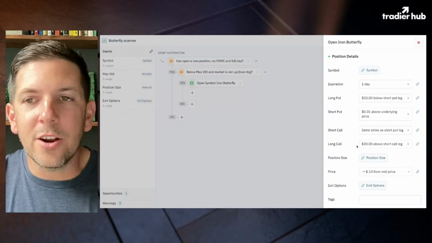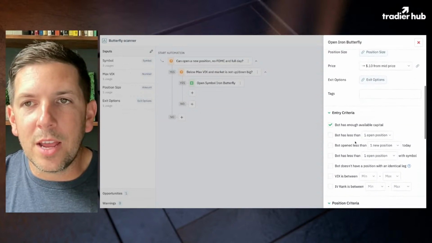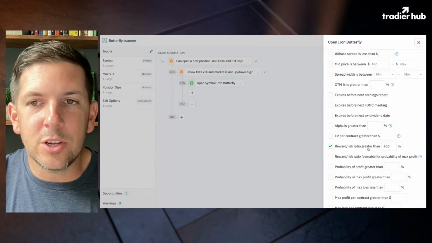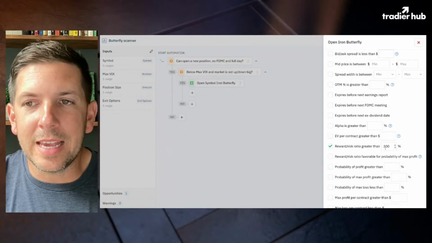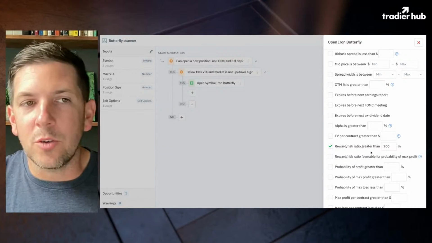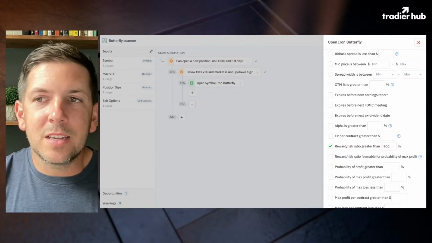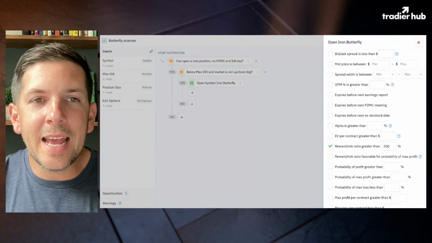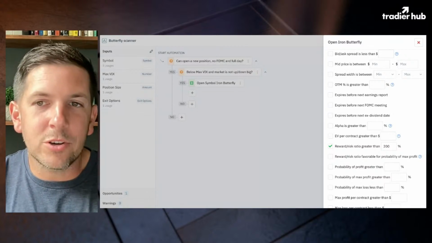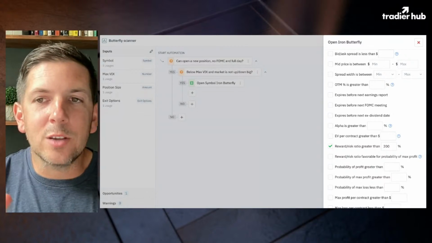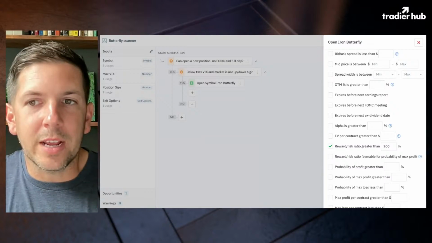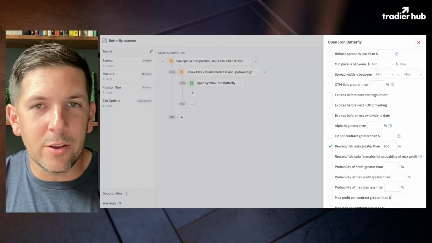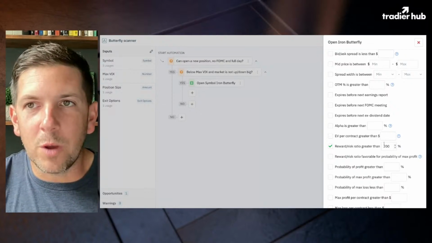Now, the key here is that we're going to go down here in our position criteria, and we're going to ensure that the reward to risk ratio is over 200%. So if we find a trade that's $30 on either side, but the premium we're collecting is only $10, that doesn't satisfy what we're trying to get after. We're trying to get a $20 range for the next morning. So we need a premium that encapsulates that $20 range that we're going after.